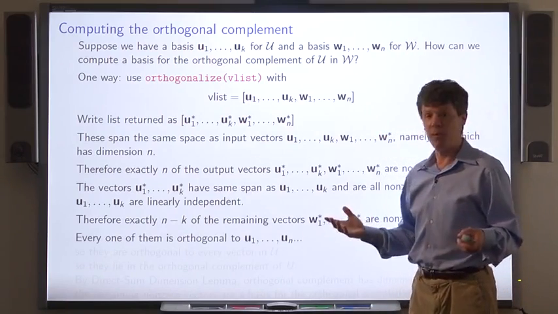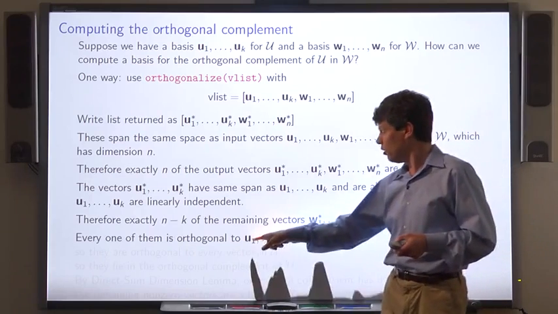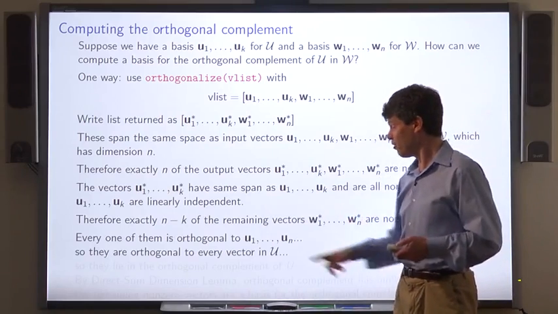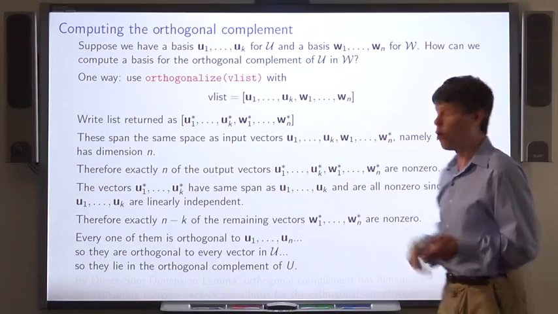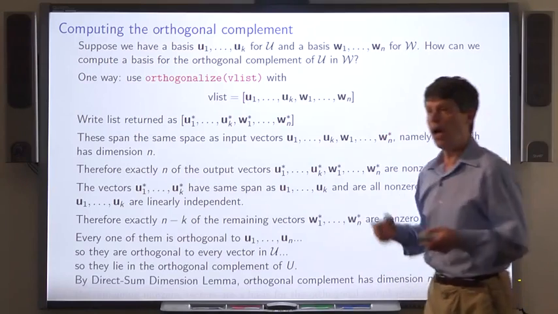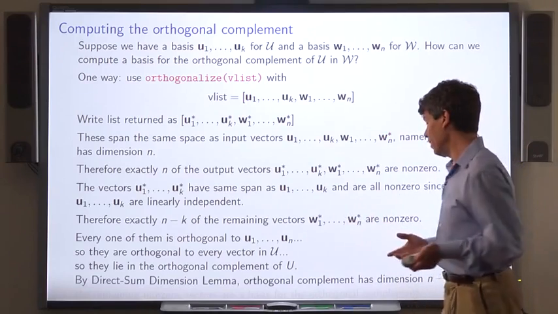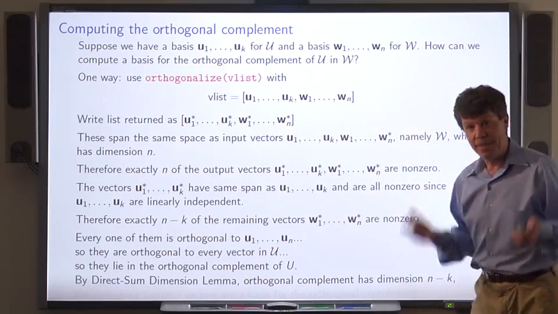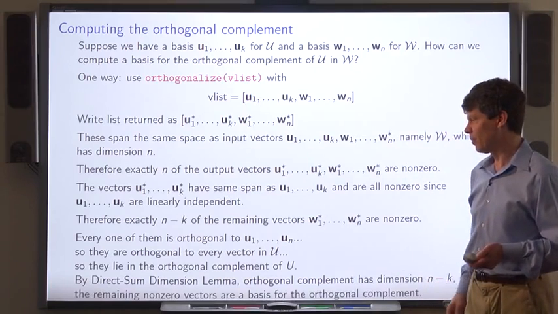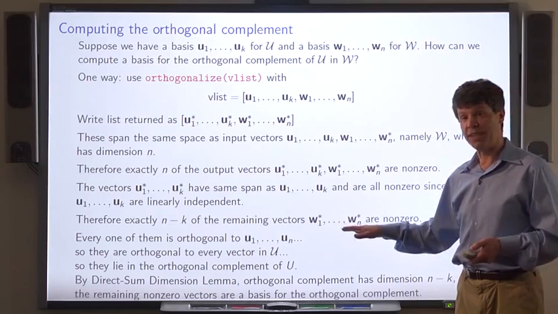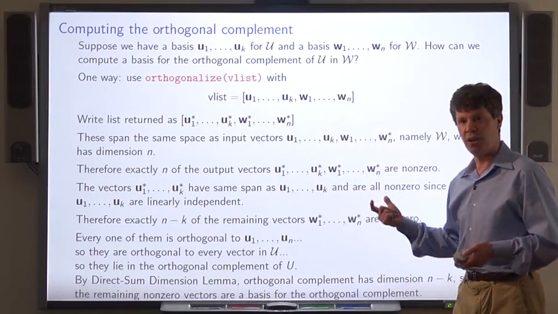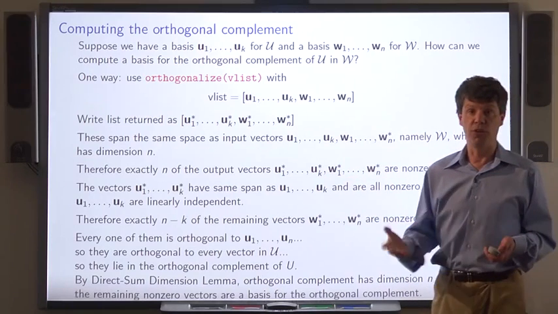Now, every one of those output vectors is orthogonal to u1 through uk. So they're orthogonal to every vector in big U. So they lie in the orthogonal complement of big U. Now, by the direct sum dimension lemma, the dimension of the orthogonal complement is n minus k. So those remaining non-zero vectors among w1 star through wn star are exactly a basis for the orthogonal complement.